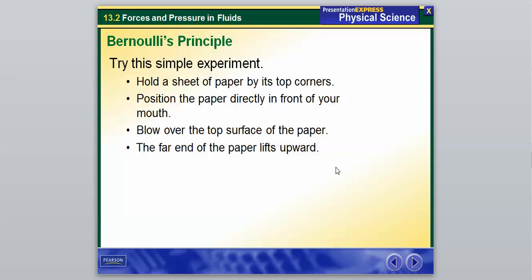You hold it by the top of its corners, and you position the paper directly in front of your mouth. So hold the sheet of paper right by your mouth, and then you just blow over the top of the surface of the paper, and the far end of the paper actually lifts upward. You would think that maybe the force from you blowing the air would push the paper downward. It's going to do the opposite. The far end of the paper is going to lift upward.